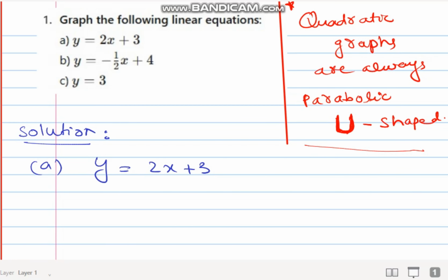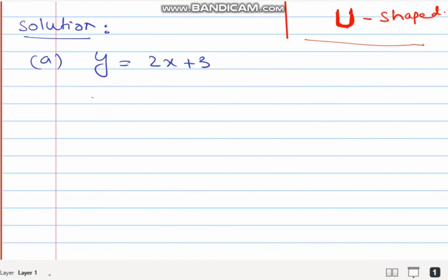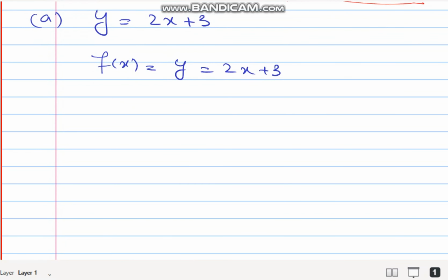Please listen to me carefully. This is the function given to us. You can also say that f of x is equal to y is equal to 2x plus 3. I told you in the previous lecture that first of all you assume the points, like x1, x2, x3, and you will get y is equal to 2x plus 3. Let me write here in this form.